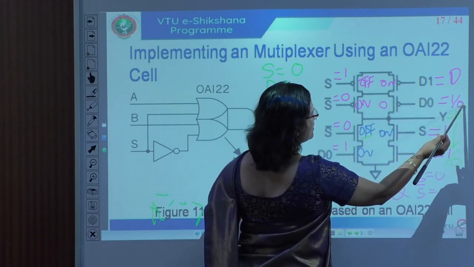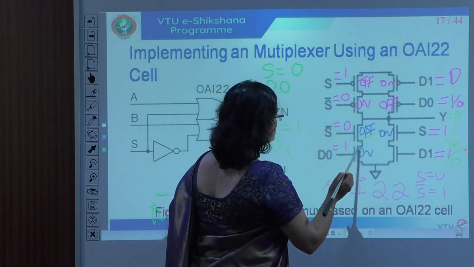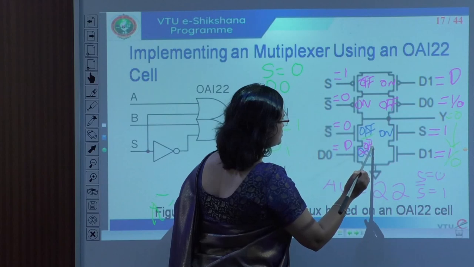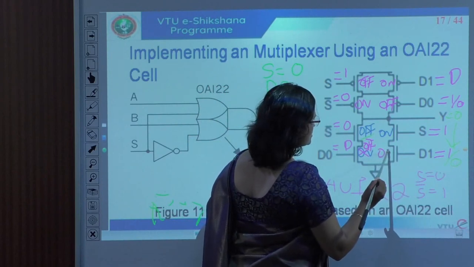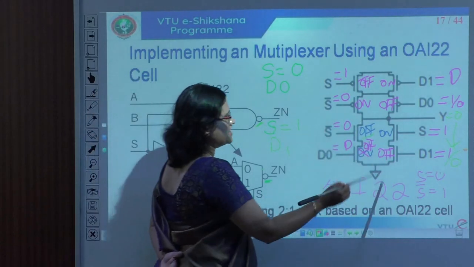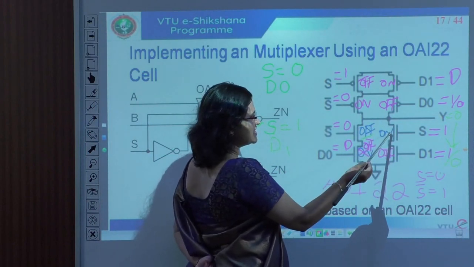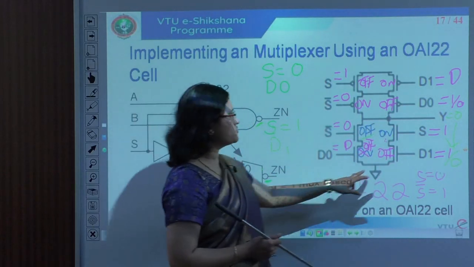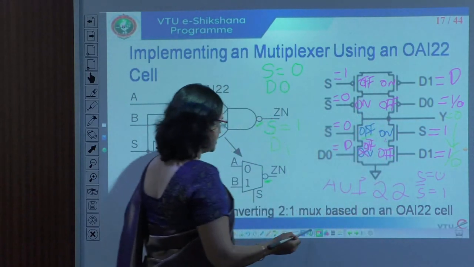So I will consider D0 as 0, and I will keep this in the off state only. So here also your D0 will be 0, so you assume this transistor as off only. Since your D1 is also 0, this is also off. Now look at this scenario here. For an n-channel transistor, the 3 transistors will be in the off state. So here, this transistor is on, but the series path is not going to exist because this particular transistor is off.